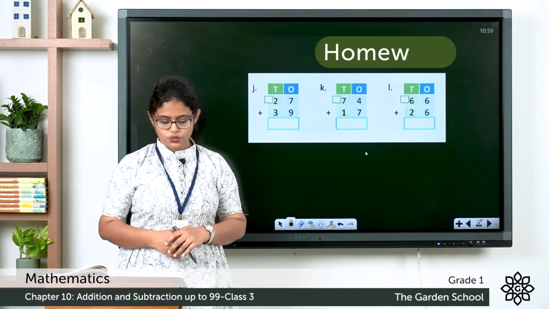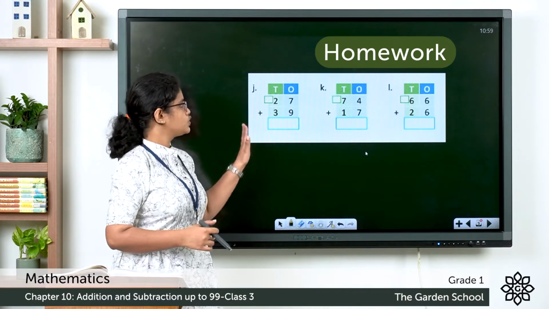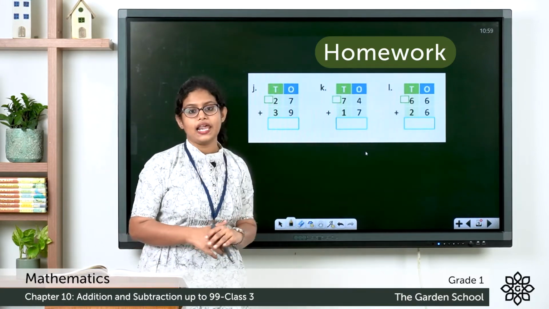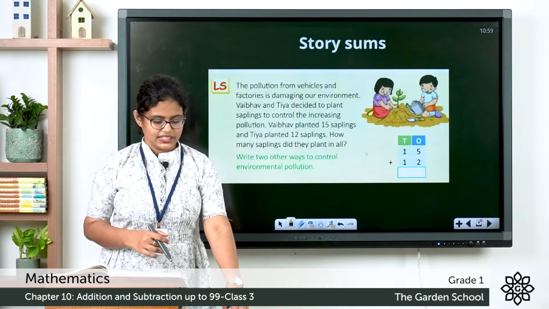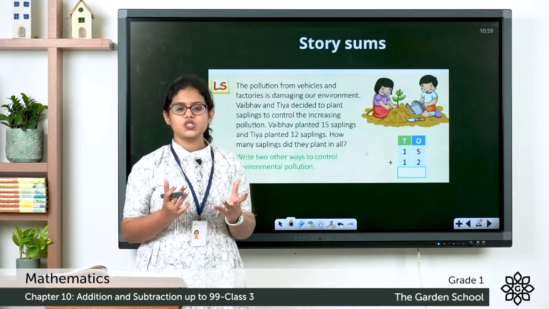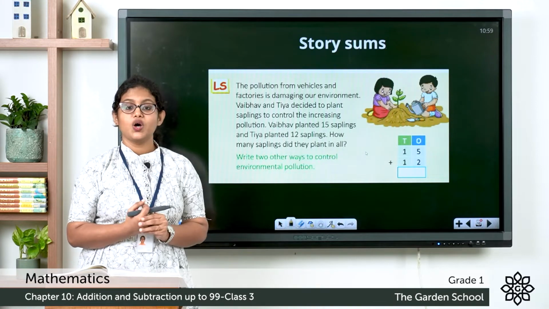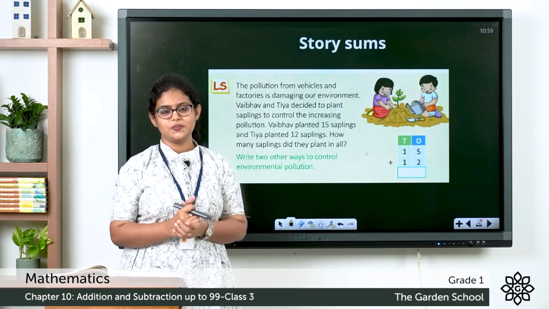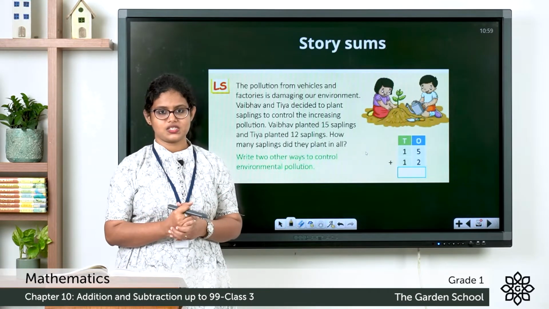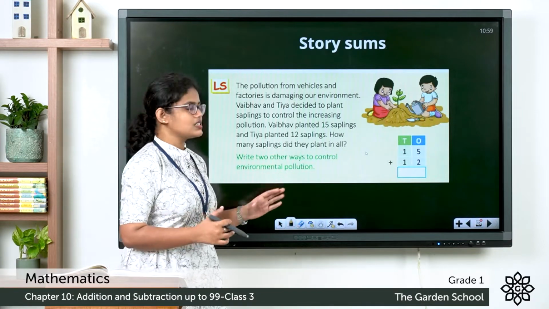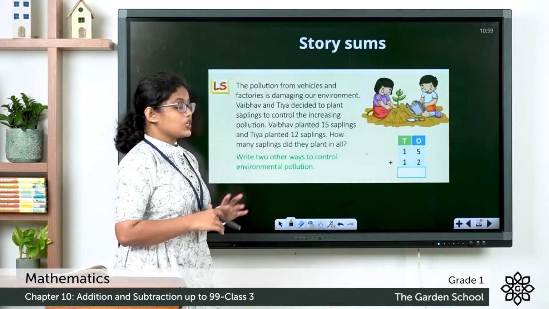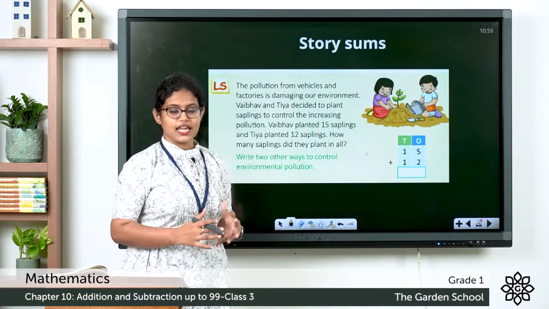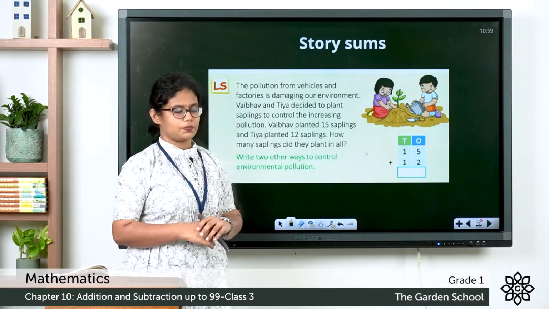In page number 142, sums J, K and L. You can do it by yourself. Moving to story sums. So we have already learned how to do story sums. Right. So let's discuss some of the story sums. So let's read this, let's understand and let's do the sum.